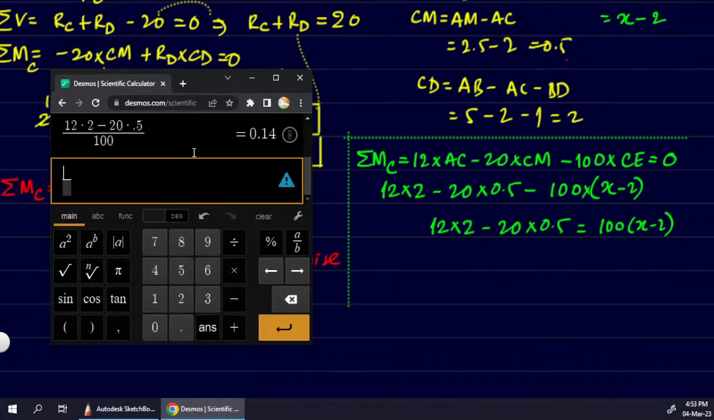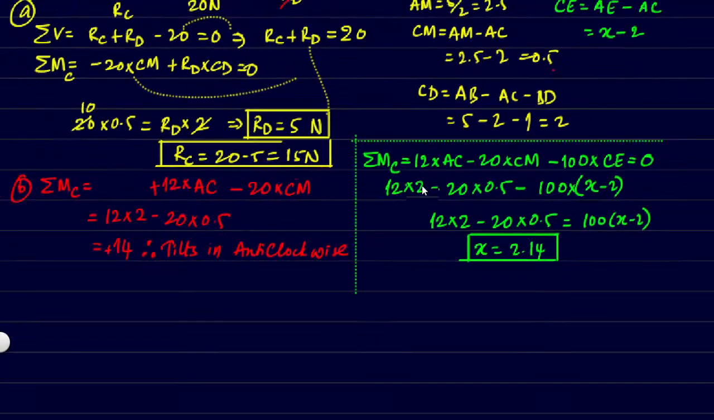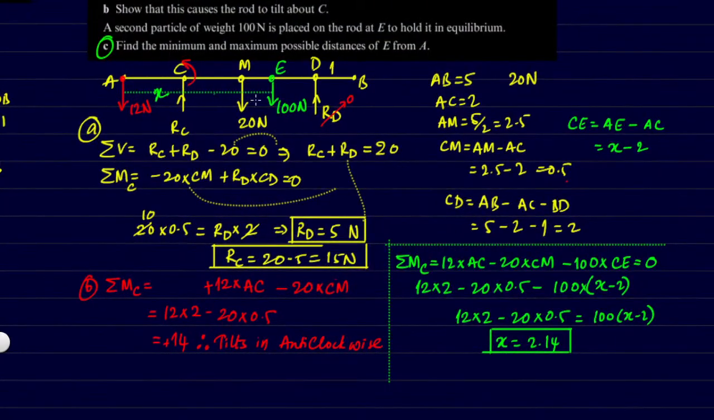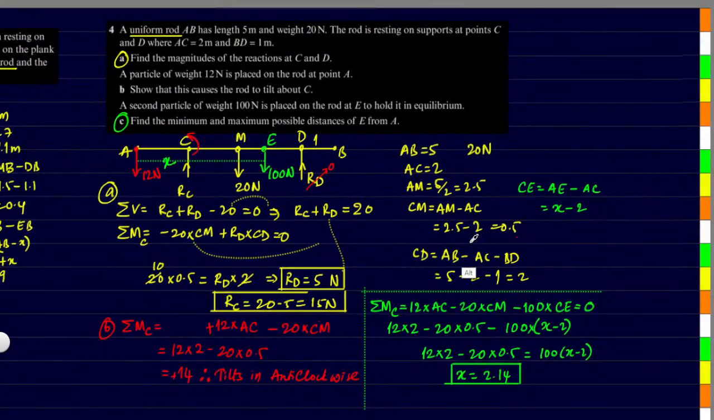So now do the calculation. Divide the numerator, 12 into 2 minus 20 into 0.5, by the denominator 100, and then we have to add 2 to this. So x value is 2.14. AC value is 2 and E is on the other side, correct? But it will be somewhere in here. Okay, it's not on the other side of M, it is on this side of M. But that's okay. Once you find the answer, that should do. Any doubts here? No, sir.